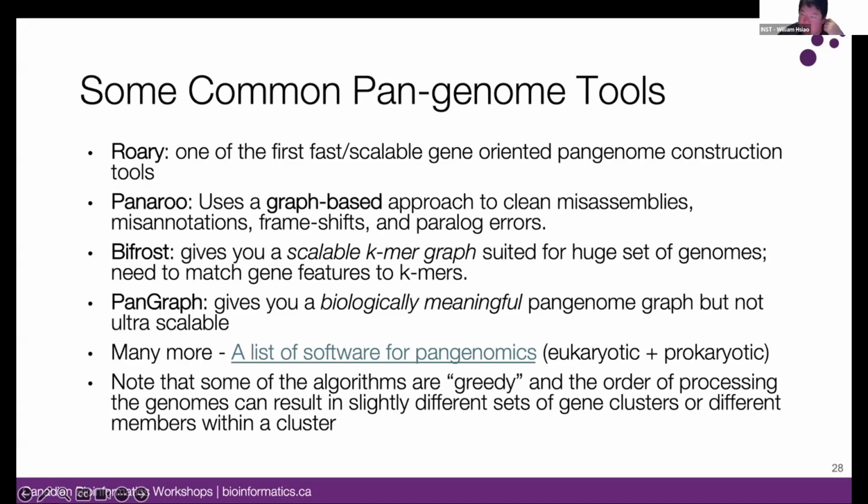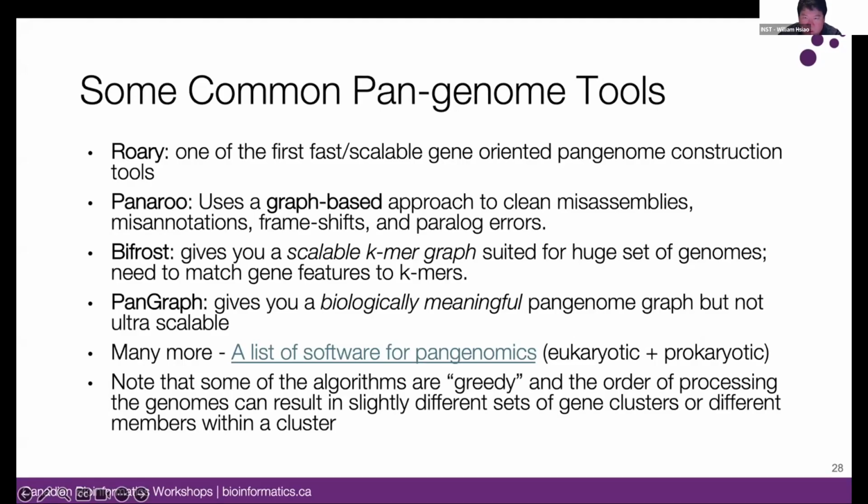comparison. On the other hand, I mentioned Bifrost already. It gives you the scalable k-mer graph suited for huge sets of genomes. However, post-processing, as you will see in the lab, is needed if you want to match a gene feature to the k-mers. And then PanGraph, on the other hand, gives you a more biologically meaningful pangenome graph, but is not ultra scalable. There's a whole list of probably hundreds of different tools available from this link, covering both eukaryotic and prokaryotic pangenomes.